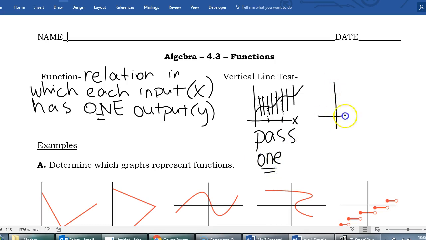If I have a different graph, and let's just say I have this guy right here, I can check this input right here, and yeah, that comes out as a single answer, and I can check this input right here, and yeah, that comes out as a single answer. But let's say I check this input right here. There's an answer here, there's an answer here, there's an answer here, there's three outputs there. That is not a function.